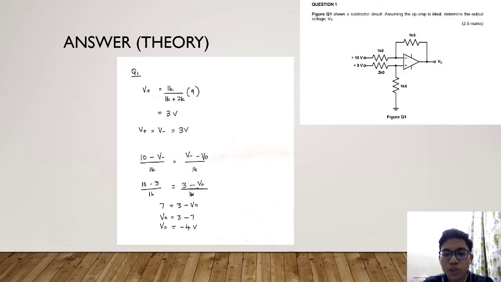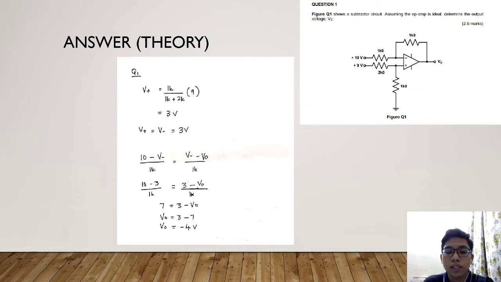Okay. So for this question, in order to find the output voltage, we have to find the voltage V minus first. So to find that, we have to apply the Thevenin circuit to find the VTH. So V plus is equal to 1K over 1K plus 2K times 9, which is our voltage supply. So we get 3 volt.